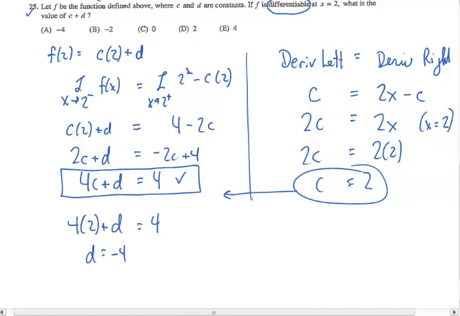And their question was, what is the value of c plus d? C plus d is equal to negative 2, if I've done my arithmetic right. The calculus is definitely right, but I'm saying choice B would be my answer.